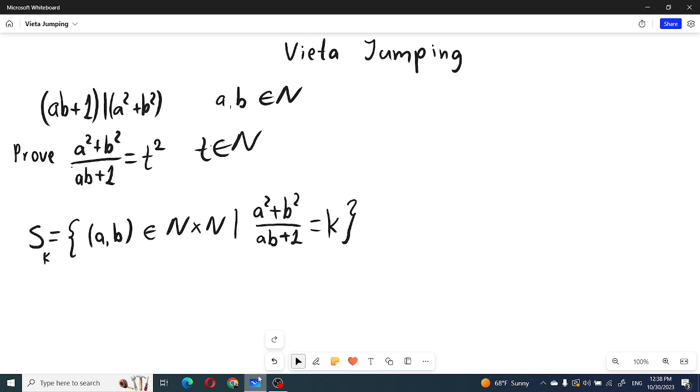Hello, today I want to show you a new technique in number theory. This is called Vieta Jumping. Now we will solve IMO 1988 problem 6.